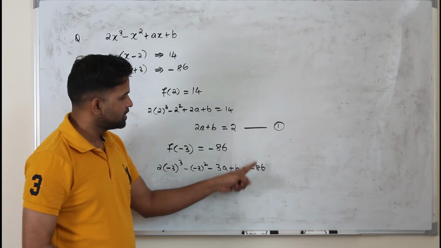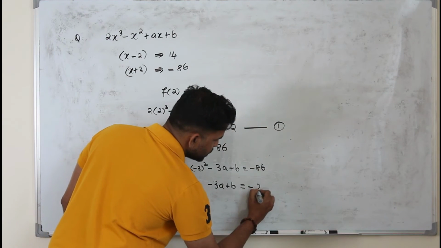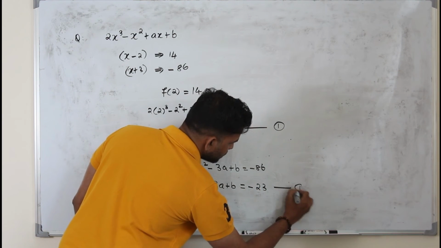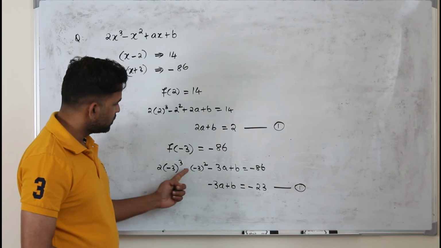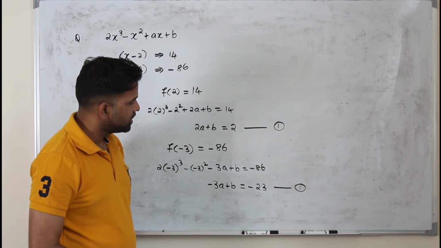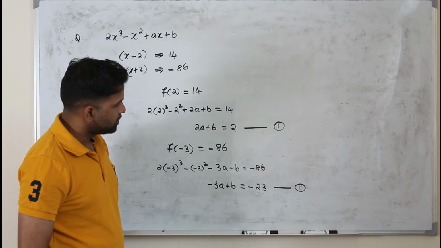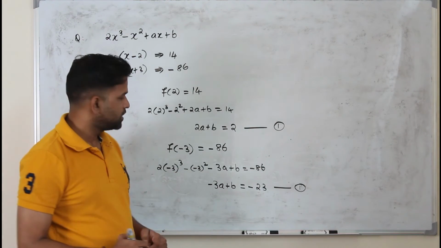Minus 86 plus 63, so it will be minus 23 if I'm not wrong. 3 cubed is 27, minus 54, minus 9. Minus 63 goes here, positive 63, so it will be 23. We have two equations, so solve the simultaneous equations.